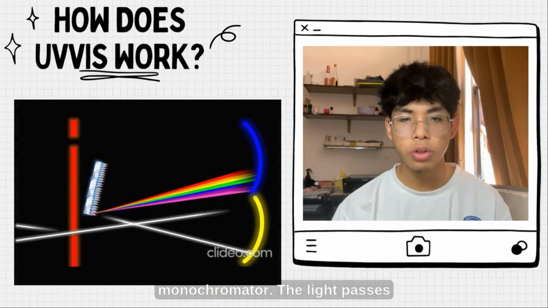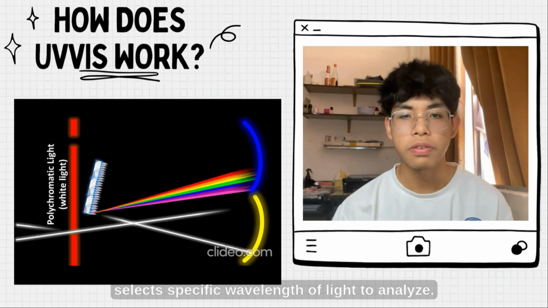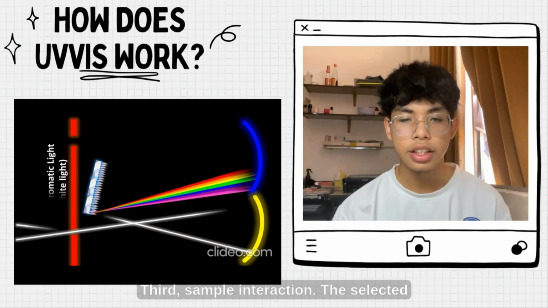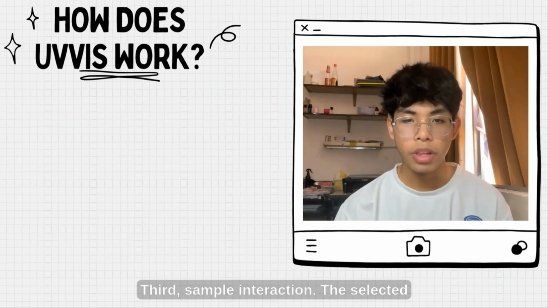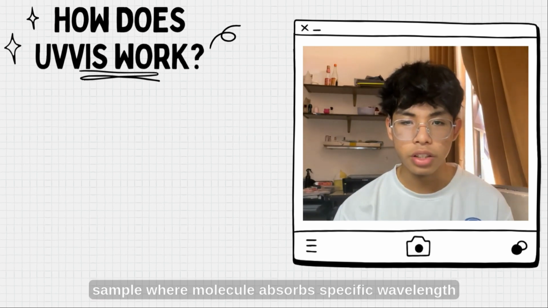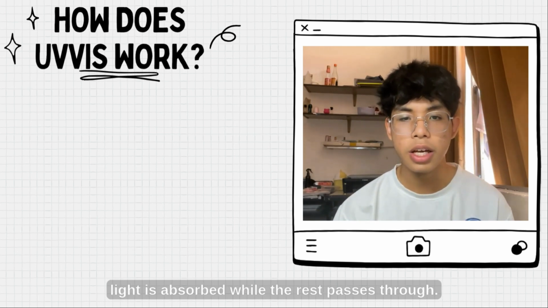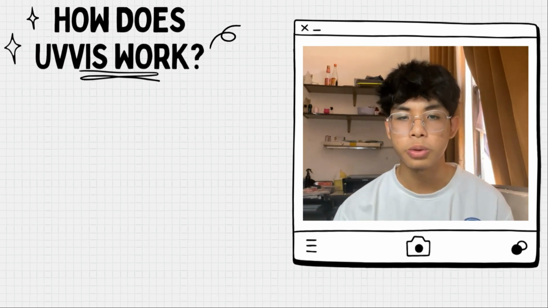Second, monochromator. The light passes through a monochromator which selects a specific wavelength of light to analyze. Third, sample interaction. The selected wavelength of light is directed through the sample where molecules absorb specific wavelengths based on their electronic structure. Some light is absorbed while the rest passes through.